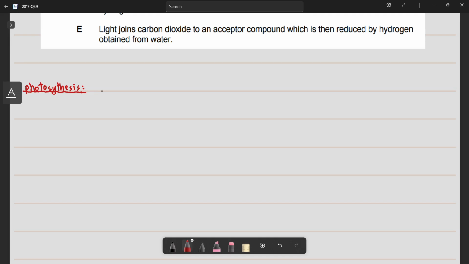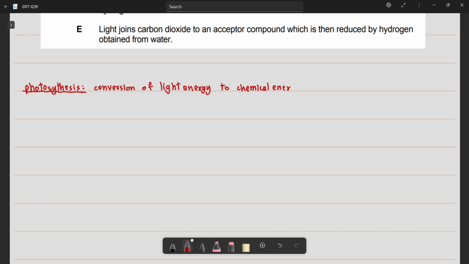So in a more biological detail, it's the conversion of light energy to chemical energy.